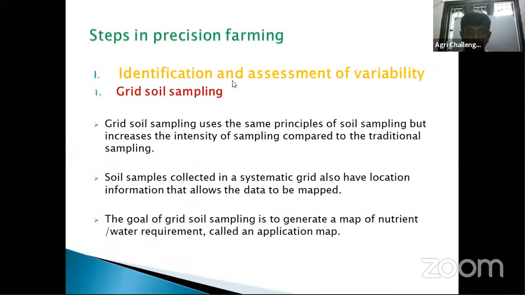Then the first step is identification and assessment. In that, grid sampling. Grid sampling uses the same principle as soil sampling. It looks like your normal soil sampling. But in normal soil sampling, how many samples do you take from 1 hectare field? Hardly 4 samples. Again you are mixing that, again quadrating that, again selecting, again removing, whatever you are doing. But here you are not doing like that.